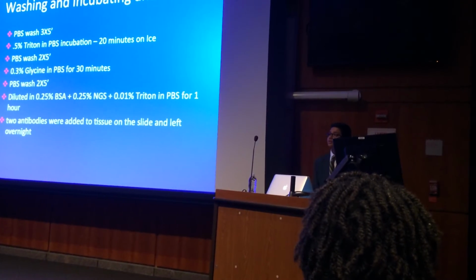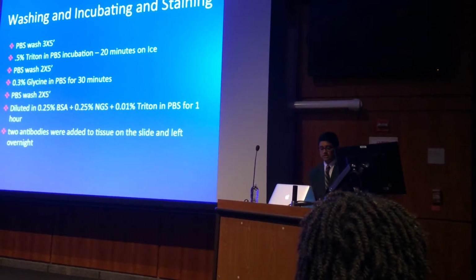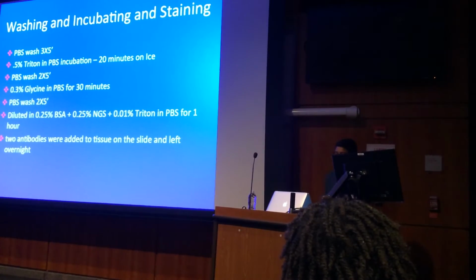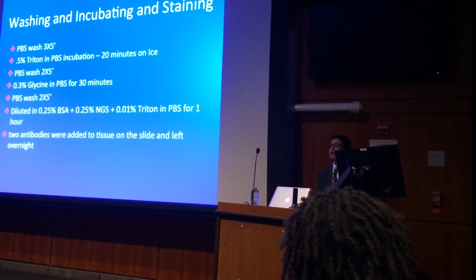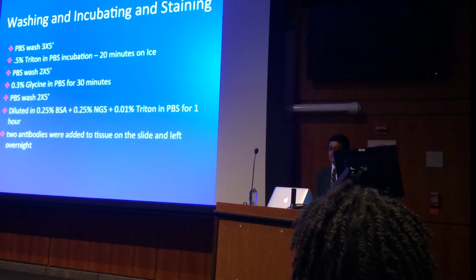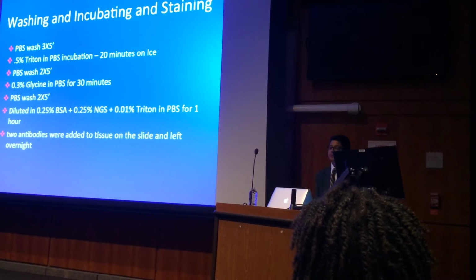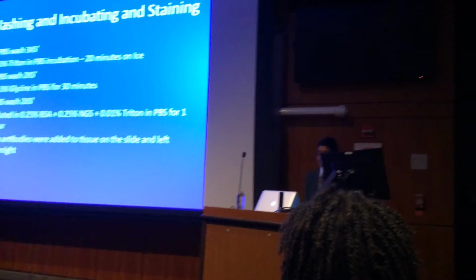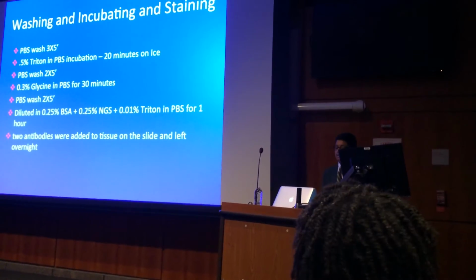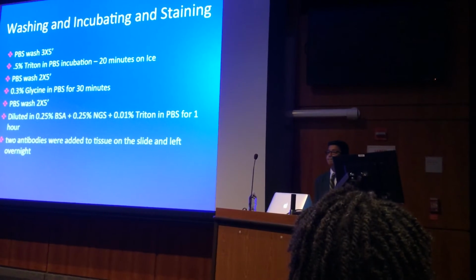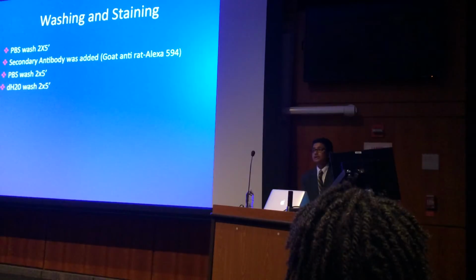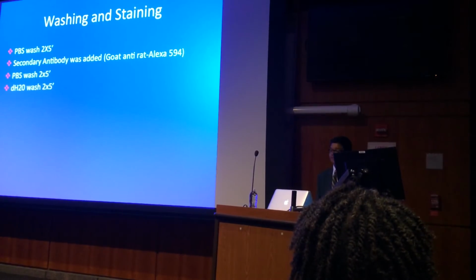Then they were washed again with PBS 2 times and left for 5 minutes each time. The slides were diluted in 0.25% BSA and 0.25% NGS and 0.01% Triton in PBS for 1 hour. To conclude that day, the 2 antibodies were added to the tissue on the slide and left overnight. The next day, the slides were washed again with PBS 2 times and left for 5 minutes each time.